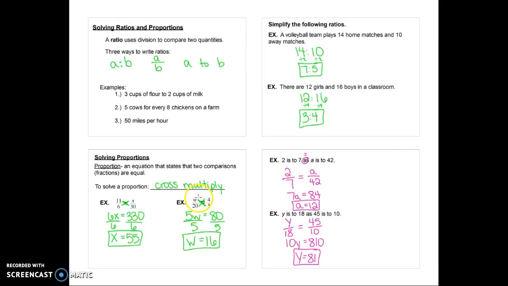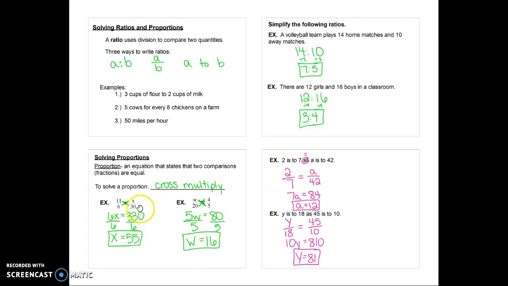My variable here is in the numerator, so that's where I'm starting at. W times 5 is 5W. 20 times 4 is 80. And again, your equal sign carries down. So 5W equals 80. Divide both sides by 5. You end up with W equals 16.